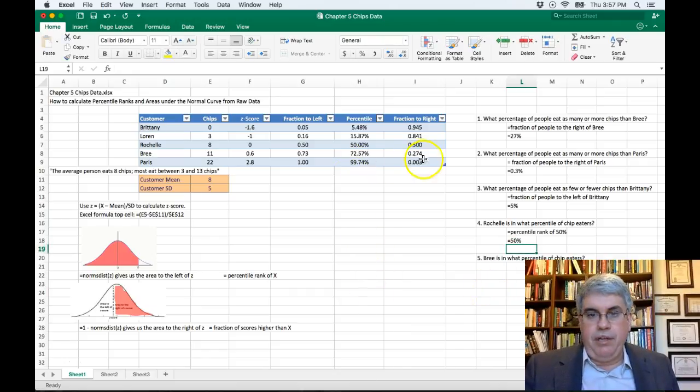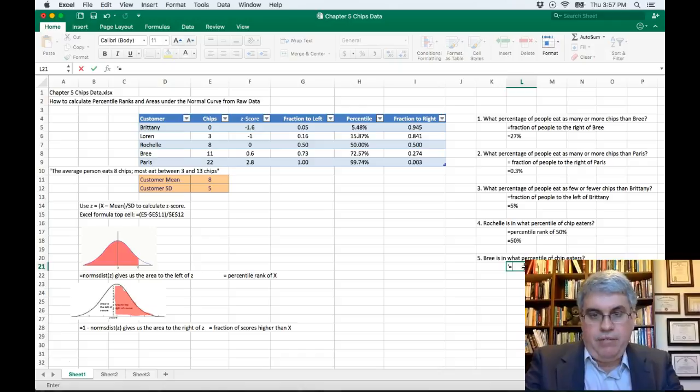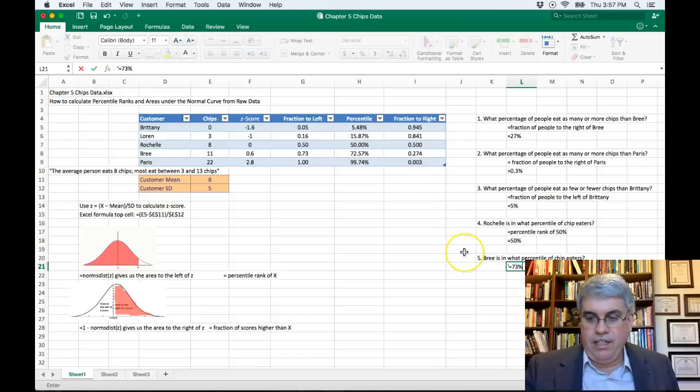Now, Bree is in what percentile rank of chip eaters? So we look at Bree, she eats 11, that's above average, and her percentile rank is 72%, and so we can say that equals, let's round that to 73%, the 73rd percentile, because that's the fraction to the left of her z-score.